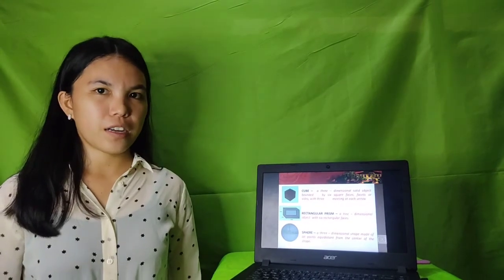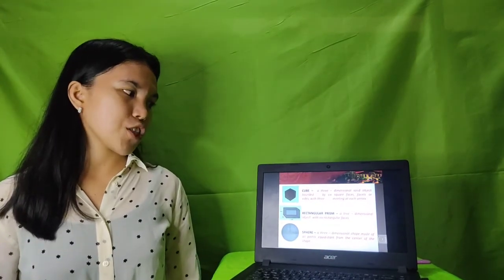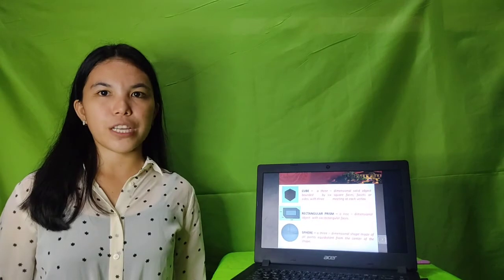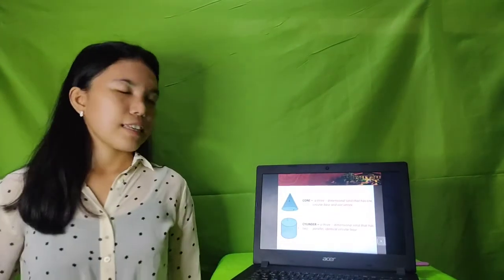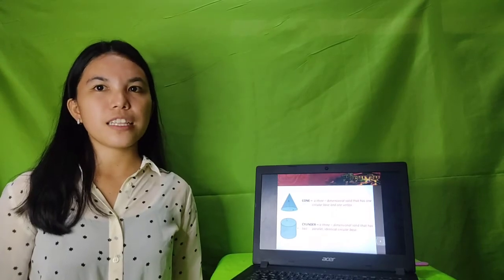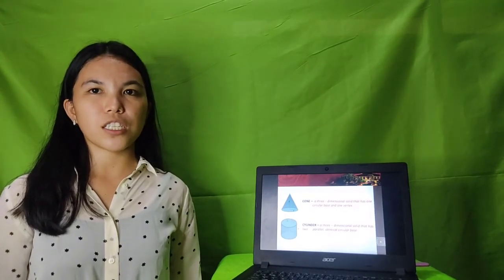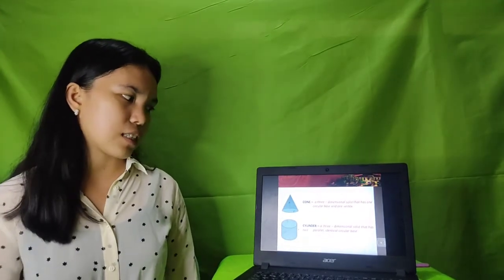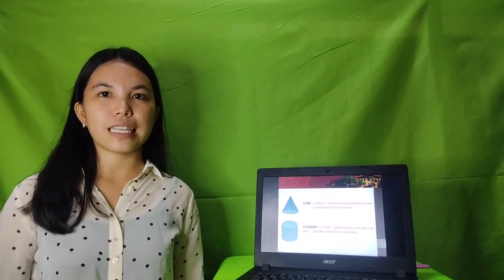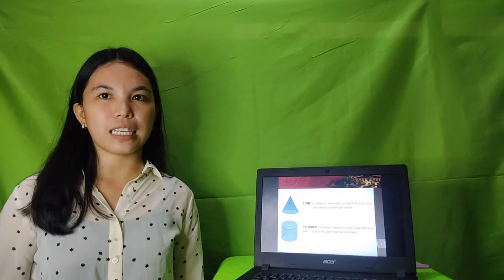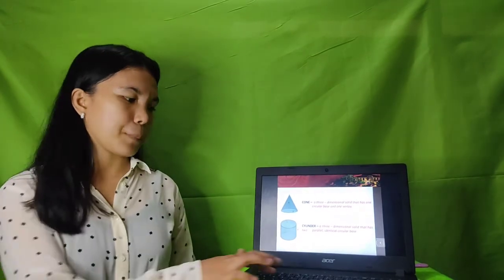Next is sphere. A sphere is a 3-dimensional shape made of all points equidistant from the center of the shape. Next is cone, a 3-dimensional solid that has 1 circular base and 1 vertex. Next is cylinder, a 3-dimensional solid that has 2 parallel, identical circular bases.